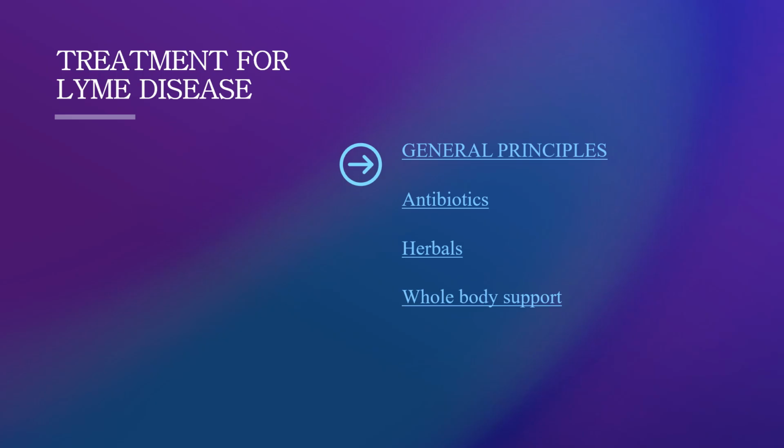Treatment for Lyme disease, general principles would be antibiotics. They are typically the primary treatment for Lyme disease, no matter if it's a physician on the mainstream medicine side or a physician on the natural side. Pretty much everybody agrees that people who have Lyme disease need the antibiotic treatment. And most patients will recover after antibiotic treatment.